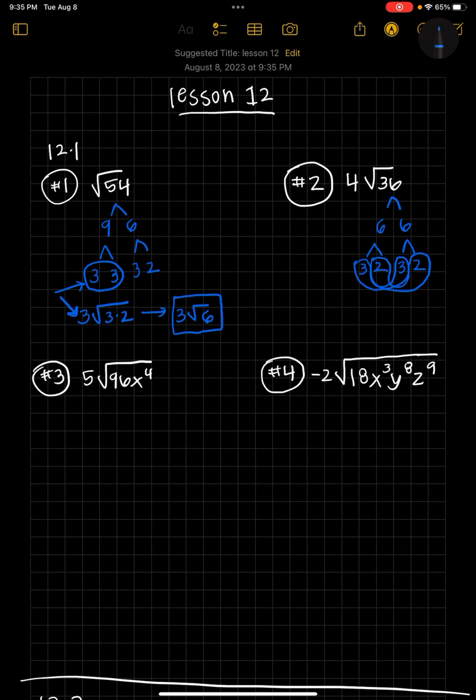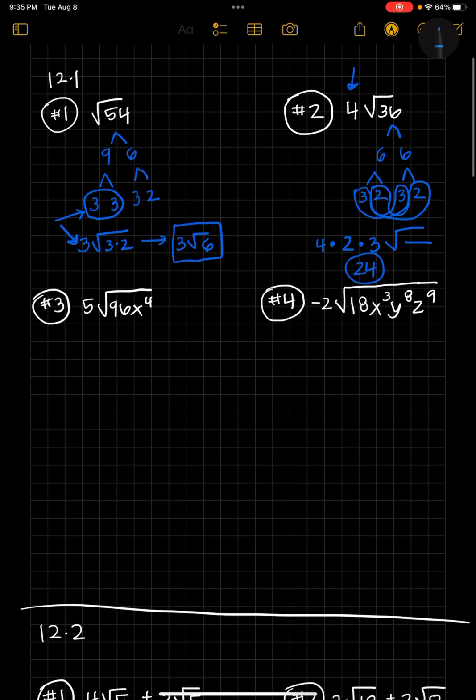So I have a pair of 2s, I'm going to morph it into 1 2. I have a pair of 3s, I'm going to morph it into 1 3. And then what's left on the inside? Everything else I circled, so there's nothing left on the inside of my square root. But there is this 4 right here, which means that that is also on the outside of my square root, so I'm going to just tack a 4 on front. So now I have 4 times 3 times 2, which is 24, and that's my final answer.